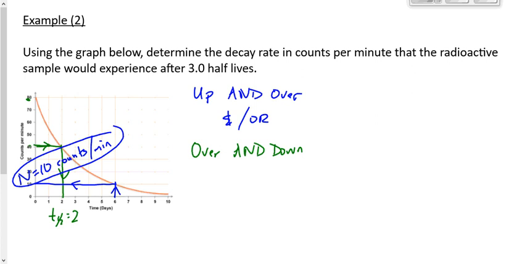So after 1 half-life, I've got 40 counts per minute. After 3 half-lives, I've got 10 counts per minute. I went over and down to find the half-life, and I went up and over to find the amount that remains after 3 half-lives. Make sense? Sometimes you're going to need to do both of those. That's as complicated as it gets. Sometimes it's half as complicated as that, because you just need to go over and down or up and over.